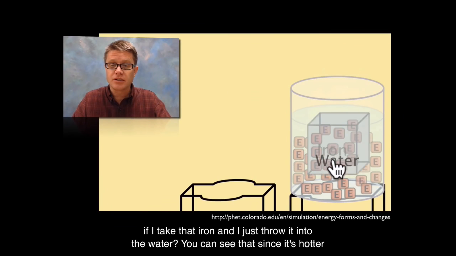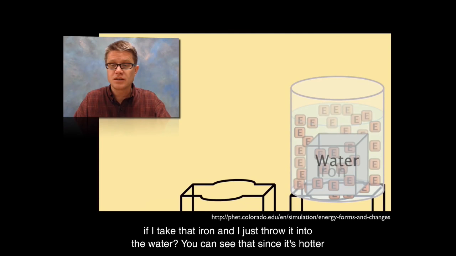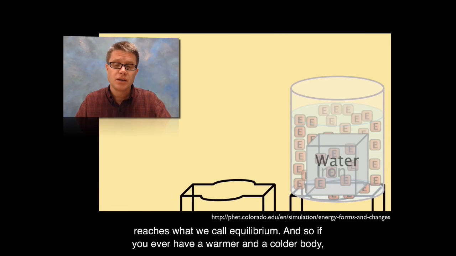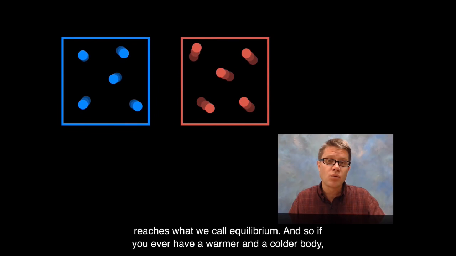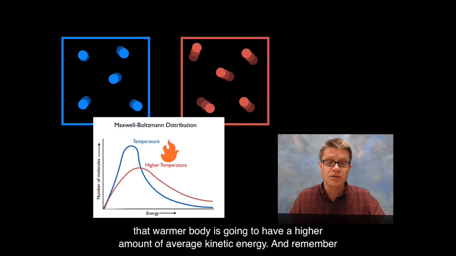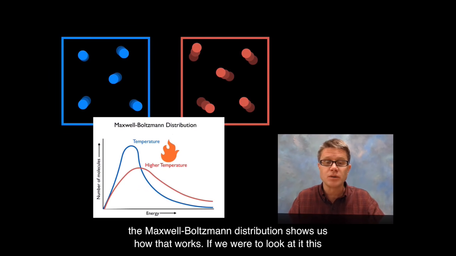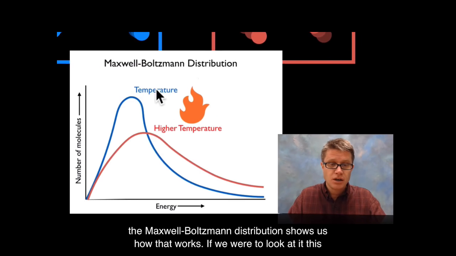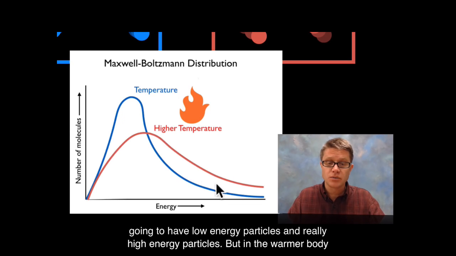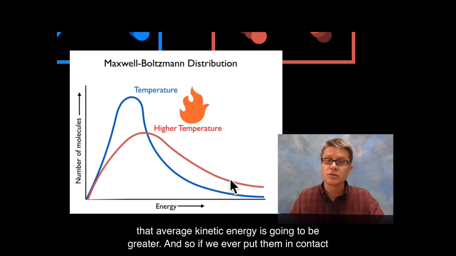What happens if I take that iron and I just throw it into the water? You can see that since it's hotter, it's transferring some of that energy as heat as well to the surroundings until it eventually reaches what we call equilibrium. And so if you ever have a warmer and a colder body, that warmer body is going to have a higher amount of average kinetic energy. And remember the Maxwell-Boltzmann distribution shows us how that works. If we were to look at it, this would be the cold body and this would be the warm body. Now in each of those bodies, they're going to have low energy particles and really high energy particles. But in the warmer body, that average kinetic energy is going to be greater.